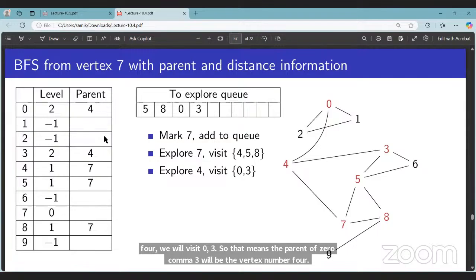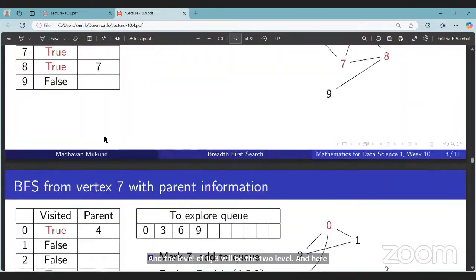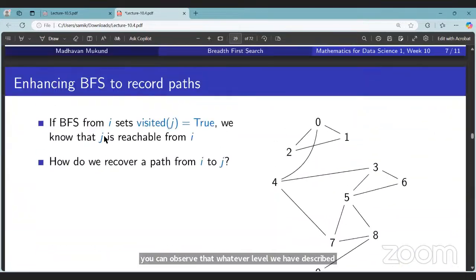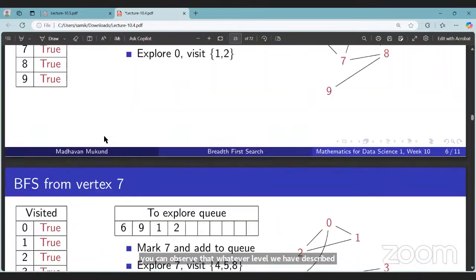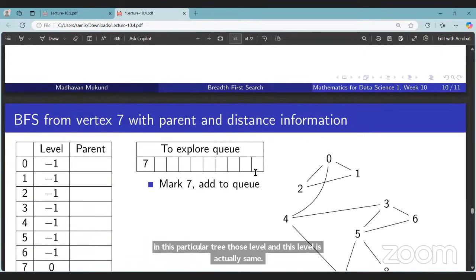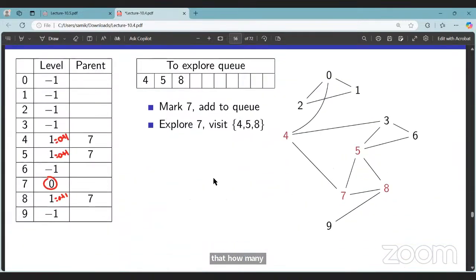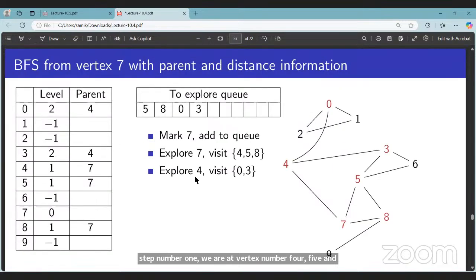Here you can observe that the levels we have described in this particular tree and this level are actually the same, because they just tell us how many steps we need to reach those vertices from our source vertex, correct? In step 0, we are at our source vertex. In step 1, we are at vertices 4, 5, and 8. In step 2, we are at vertices 0 and 3. So, the same thing.